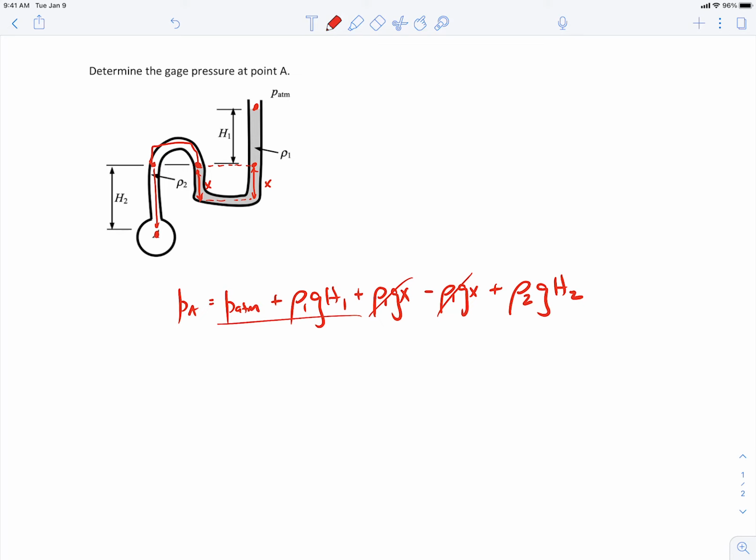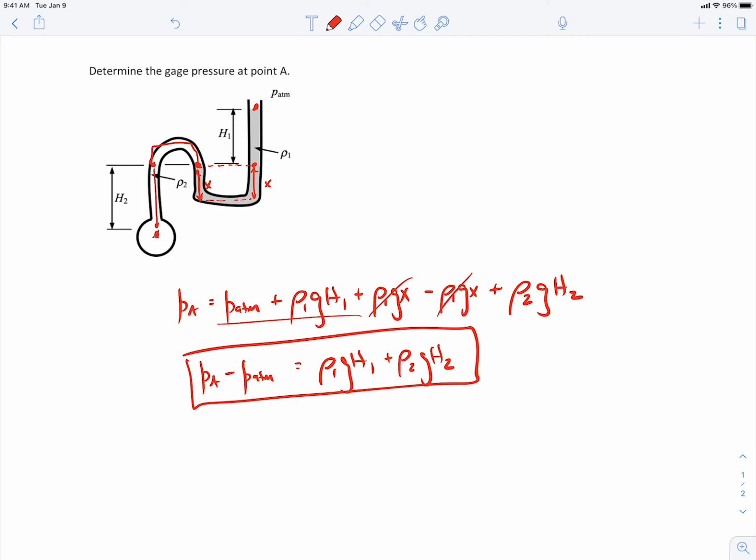So in the end, I want the gauge pressure. So the gauge pressure will just be PA minus P atmosphere. And then let's just go ahead and clean it up a bit. That is ultimately my gauge pressure at A. Okay, that's all there is to it. We'll end it there.